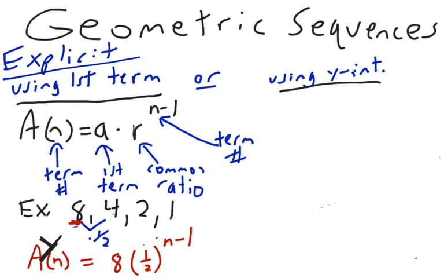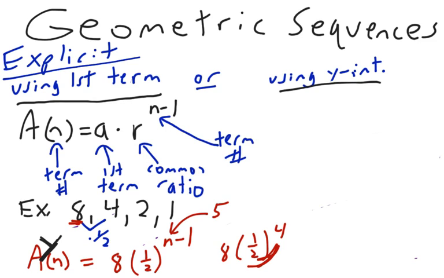And then minus 1. So if you wanted to find the fifth term, you'd plug in a 5 right there, and you would get 5 minus 1, which is 4. So you would do 8 times 1/2 to the 4th power, and make sure that you do order of operations. So we do those exponents first. So 1/2 times 1/2 times 1/2 times 1/2, and then we would multiply it by 8.